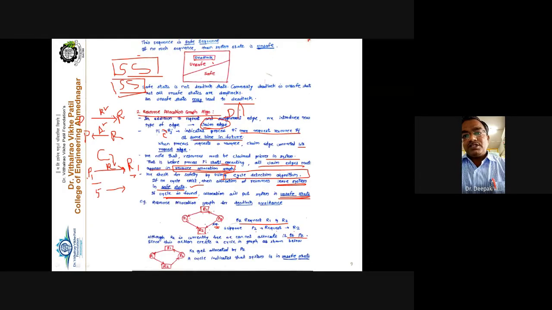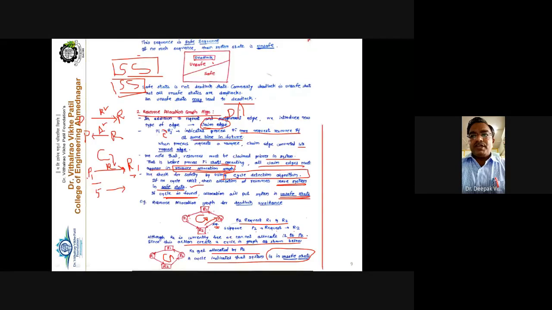Why? Because if we change this particular edge, it is going to create a cycle in this system. And as the cycle is there, there is a chance that it will go towards the deadlock state. Since this action creates a cycle in the graph as shown below, if R2 gets allocated to P2, the cycle indicates that the system is in an unsafe state. When a cycle is formed in the graph, cycle formation indicates that the system may enter into the deadlock state. So this is the way the resource allocation graph is used for avoidance.